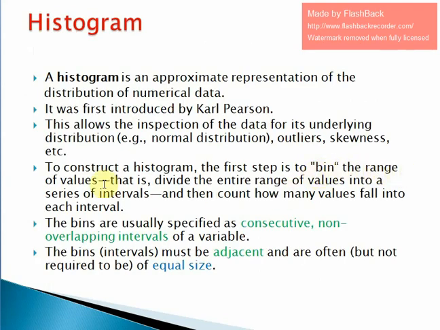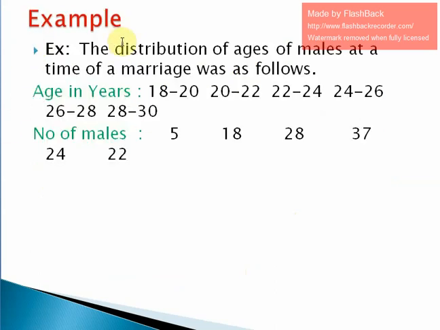That is, divide the entire range of values into a series of intervals and then count how many values fall into each interval. The bins are usually specified as consecutive, non-overlapping intervals of a variable. And one more thing which is very important is that the bins must be adjacent and are often of equal size. So let us take an example to illustrate how to draw the histogram.